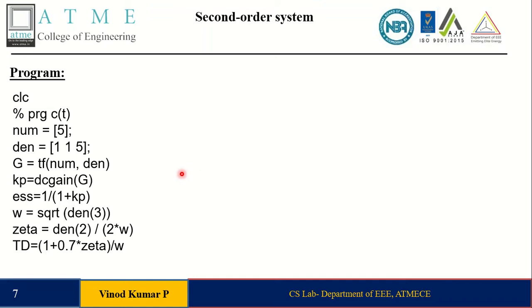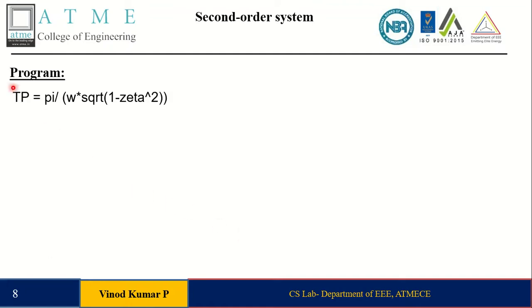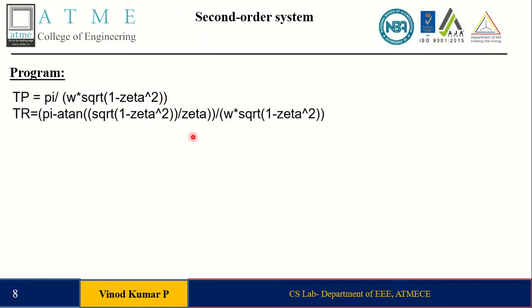So whatever value is specified in the denominator, that is 1 divided by 2 into omega, will give zeta. Similarly, you can calculate the delay time as (1 + 0.5 zeta) divided by omega. Ts, the settling time, is 4 divided by zeta into omega. Similarly, Tp, the peak time, is pi divided by omega into square root of 1 minus zeta whole square.